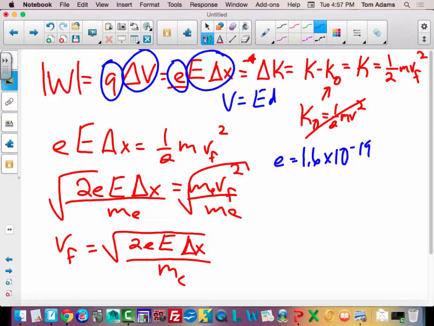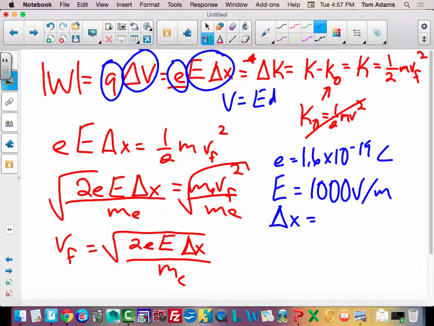So now we've got all of our variables, and we just need to list the numbers for that. The charge of the electron is 1.6 times 10 to the negative 19 coulombs. The electric field, capital E, was 1,000 volts per meter. The displacement, delta X, is 0.0010 meters. And then lastly, the mass of an electron is 9.11 times 10 to the negative 31 kilograms.